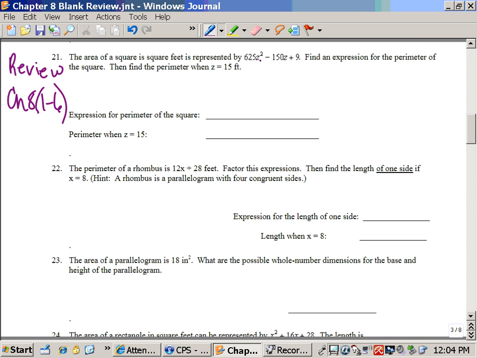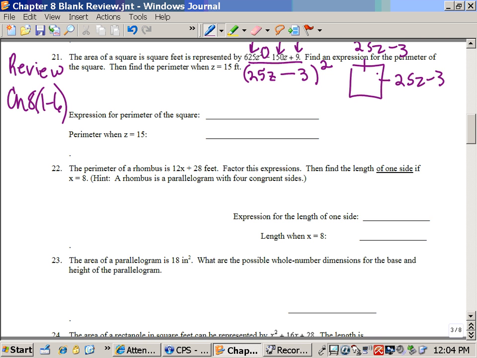This is the area. We need to factor to find the length of one of the sides. I notice that this is a squared. I notice that the 625 and the 9 are both perfect squares, so I can make this a perfect square trinomial. The square root of 625 is 25z. The square root of 9 is 3, and that's going to be a minus in between because the 150 is negative. Now that's the area of the square. That means that each side is 25z minus 3.